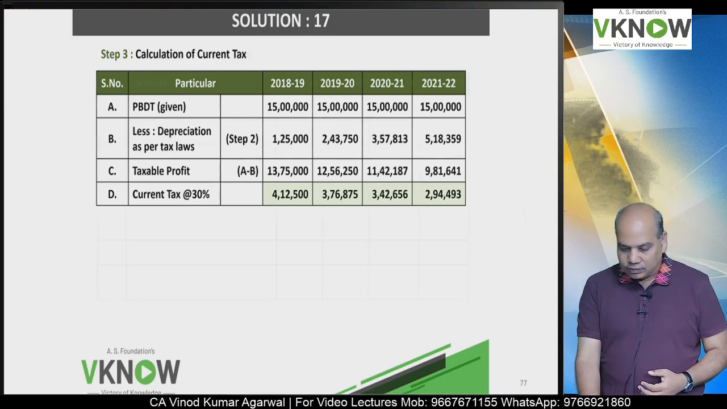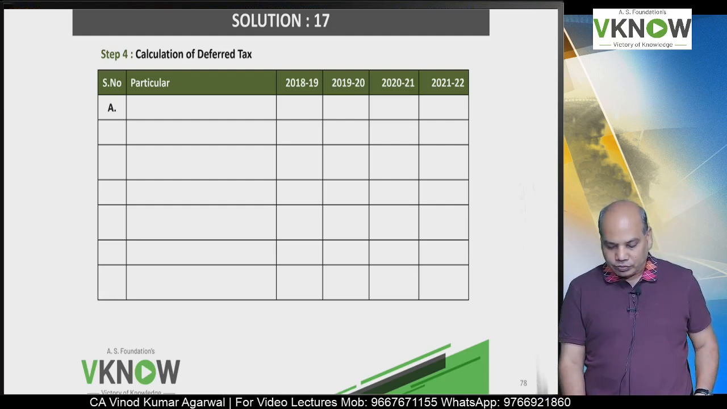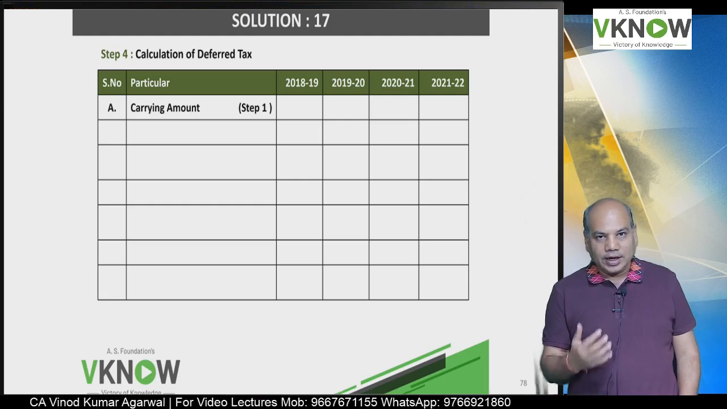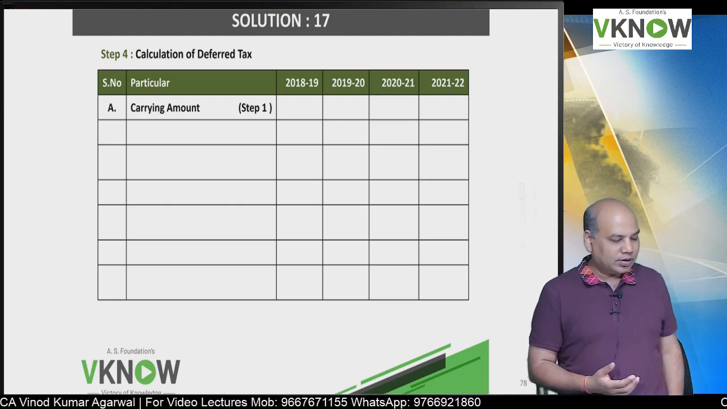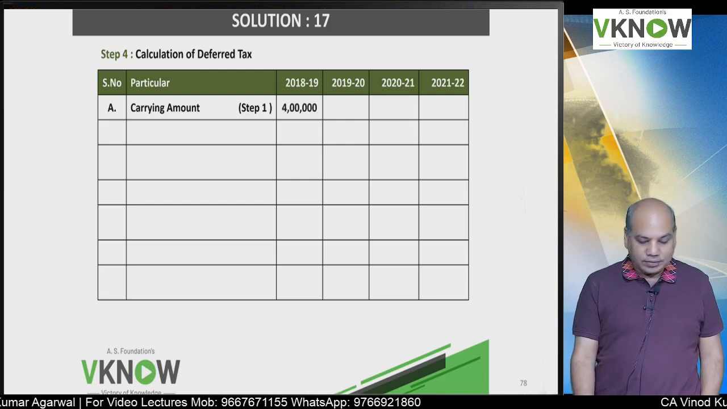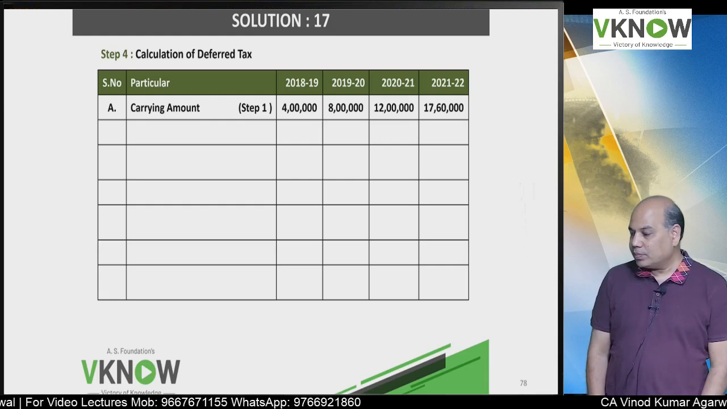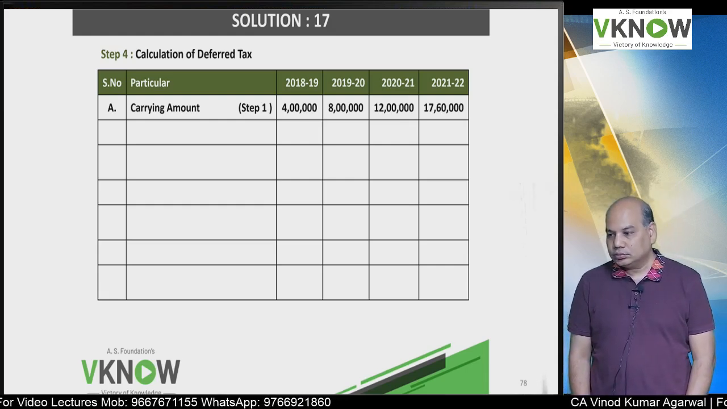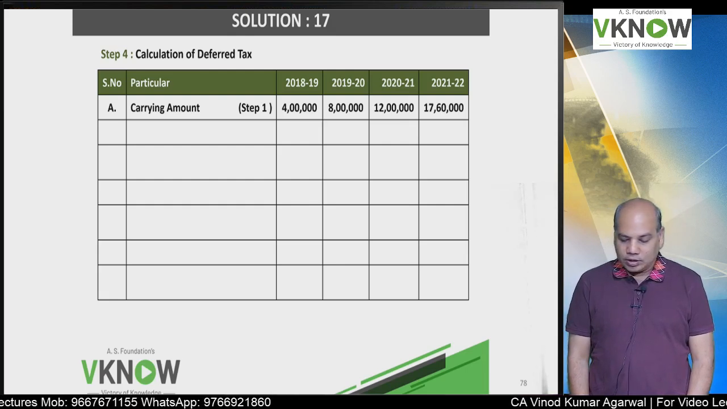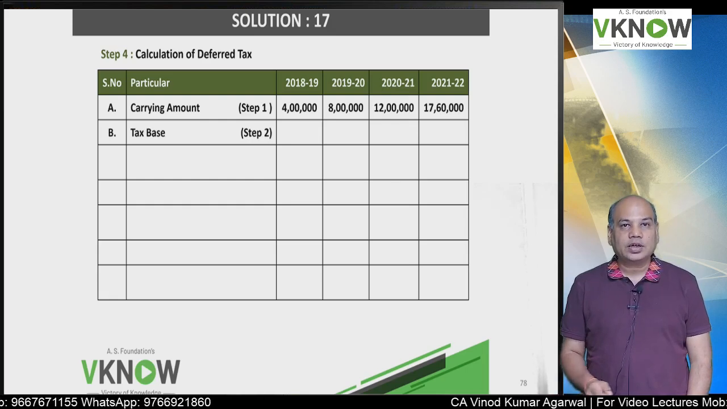Right. Okay, now we'll go to deferred tax. Deferred tax this time is very easy. We have already prepared two important working notes, carrying amount and tax base. Carrying amount is your step 1. Step 1 last line. Copy. 4 lakh, 8 lakh, 12 lakh, 17 lakh 60,000. Tax base.